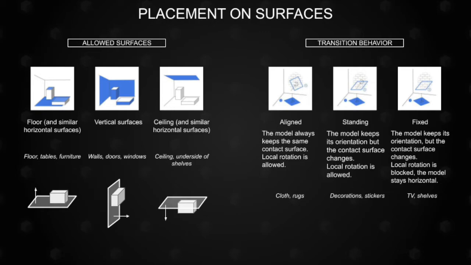The bottom of the model is always used as the contact surface and the model automatically rotates to accommodate the orientation of the surface. Then you are free to rotate the model around its axis.